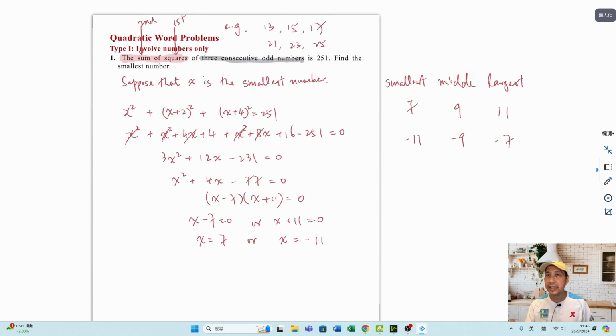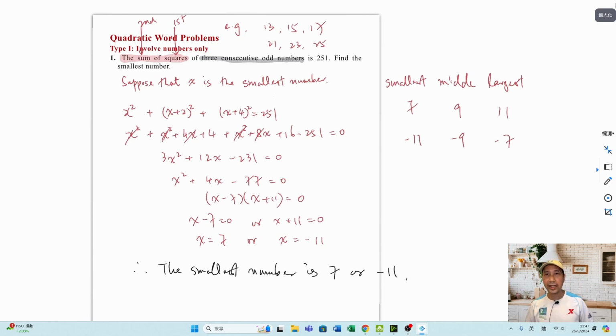So we have two sets of three numbers. The first set is 7, 9, 11, and the second set is negative 11, negative 9, and negative 7. But the question asks us about the smallest number, so we just give the answer of the smallest number. So the last step: the smallest number is 7 or negative 11.